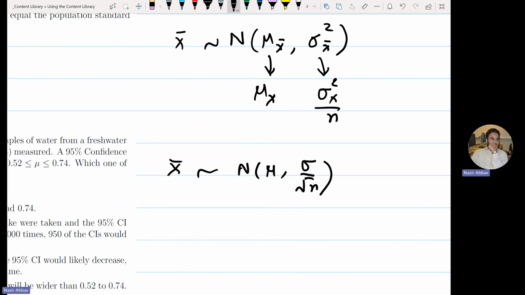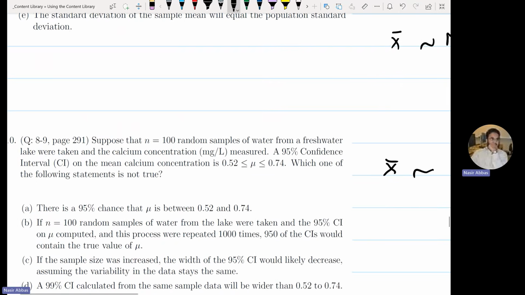So the mean of X bar is the same as the mean of X, and the standard deviation of X bar is the standard deviation of X divided by the square root of N. Remember this terminology. This is called the standard error of X bar, because in the exam, you will need these terminologies. Let's go back to the question.